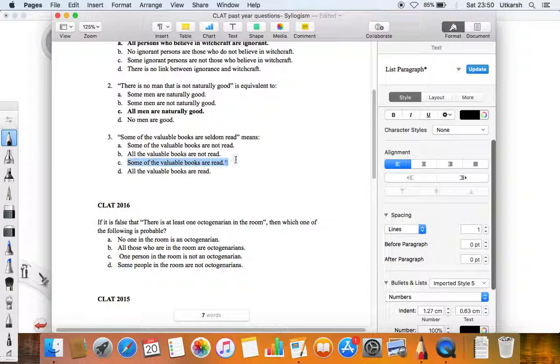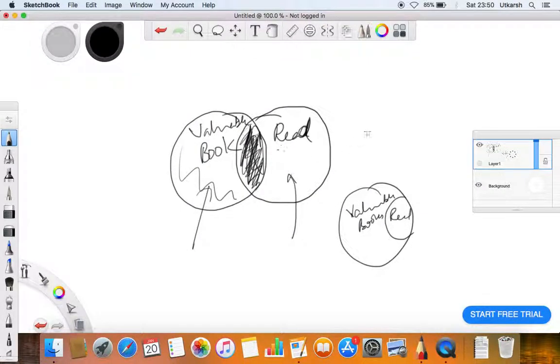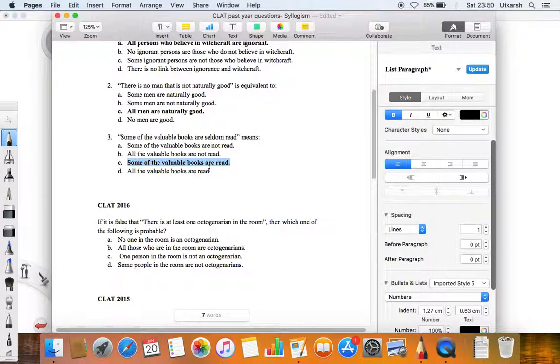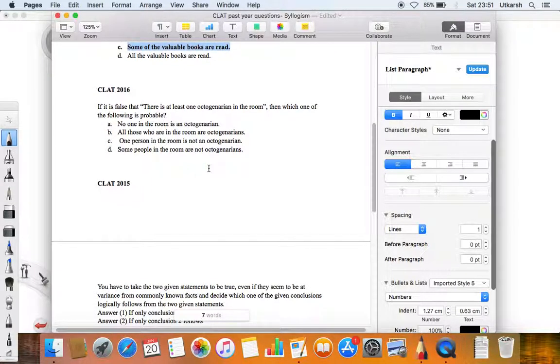I think we should just go with this option. All of the valuable books are read. Again, this is not given in the question. The only thing that's given in the question is that some. Basically, what you can surely say is that there is some portion of the valuable books which are read, right? Even if seldom read, but they are read. So this is the only option we'll go with. These are very poorly framed questions.